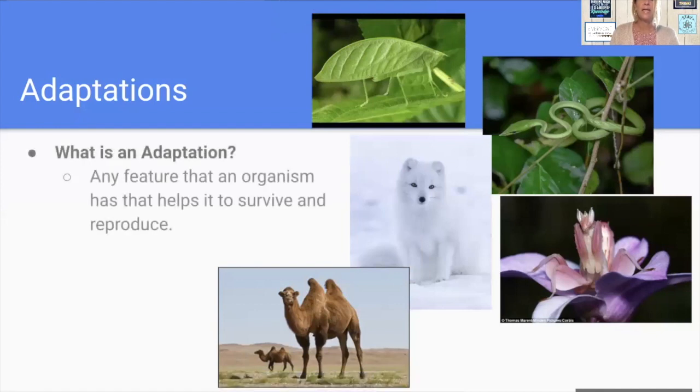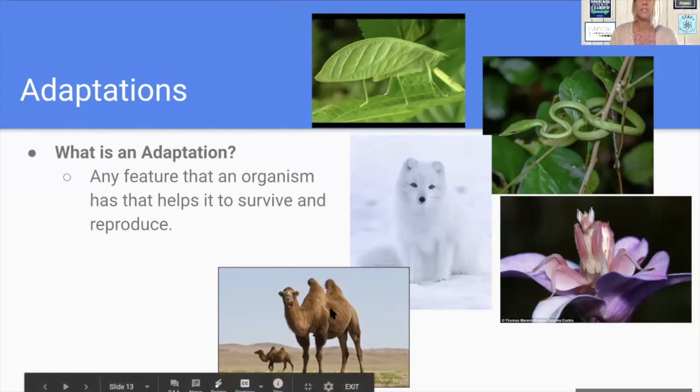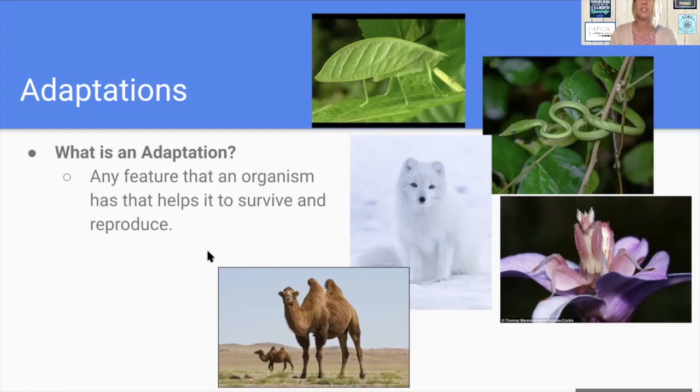Well, basically, an adaptation is any feature that an organism has that helps it to survive and reproduce. So if you take a look at the pictures that are here, camouflage, right, is a type of adaptation that allows an animal to survive because maybe it helps it be hidden from predators, or maybe it helps it to be hidden from its prey. Maybe it helps it to go for long periods of time without water, right? And then all of those things are going to help the organism to reproduce, because the longer you survive, the greater your chances are of being able to reproduce.